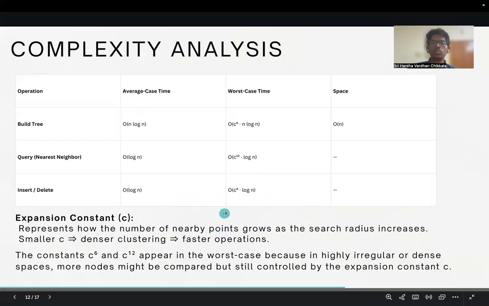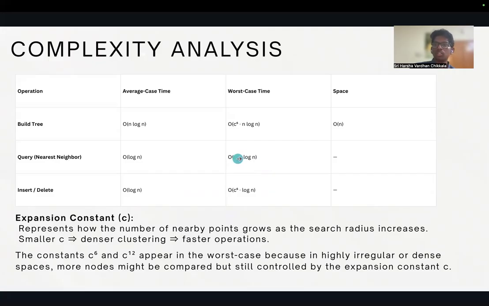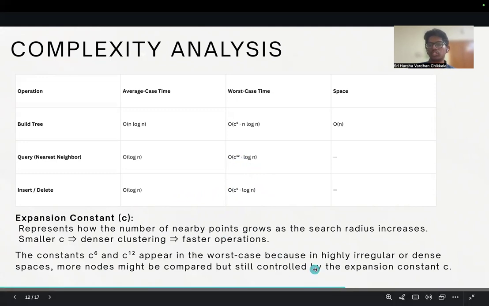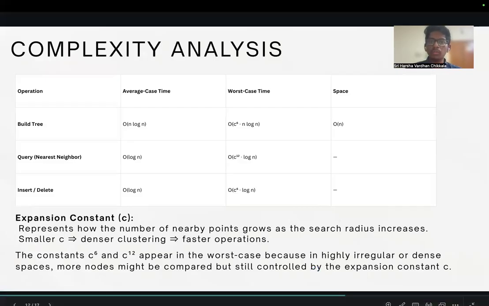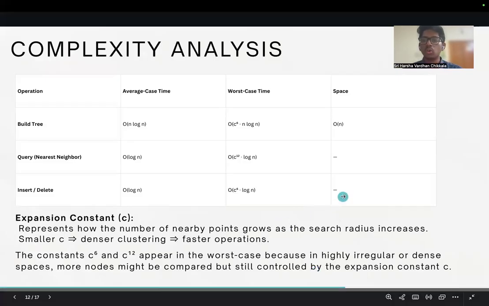As you can observe here, the concepts of C to the power 6 and C to the power 12, these expansion constants, come into the picture only in the worst case scenario. Because in the worst case scenario, we have highly irregular and dense points arranged in the coordinate plane, and more nodes might need to be compared. So in this situation, we get the term expansion constant to understand this problem easily.